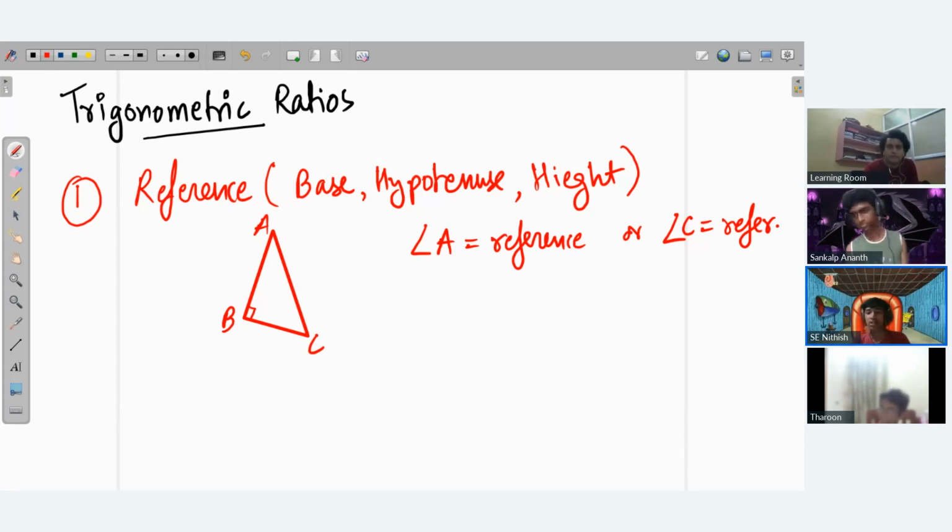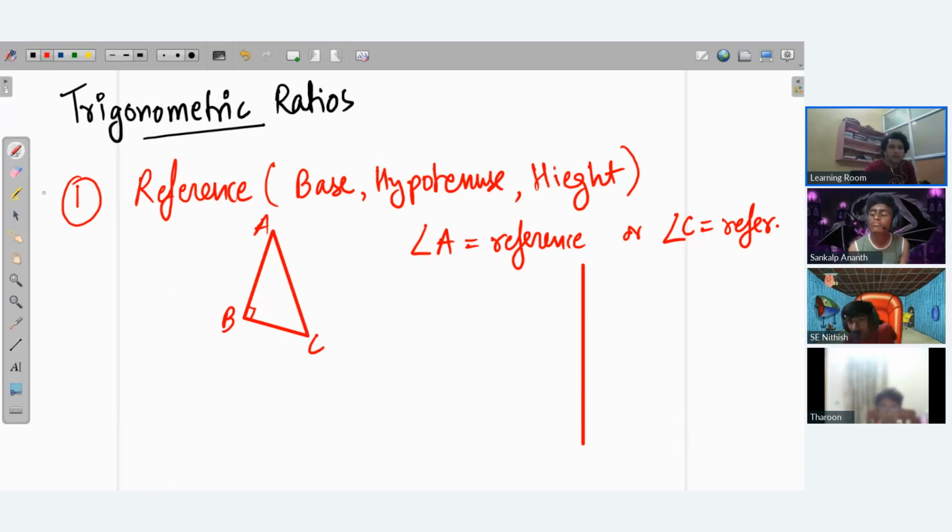The reference point, in the sense, is the reference angle, theta. It means that in terms of this angle we are going to talk. So in terms of angle A we are going to talk, or in terms of angle C we are going to talk. So let's look at both the situations. Whoever is the reference angle, we never take the 90 degree angle as the reference angle. The other two angles are taken as reference angle.